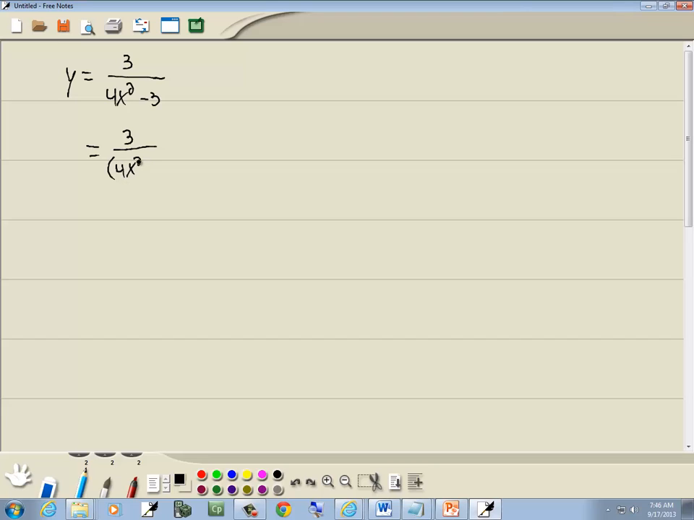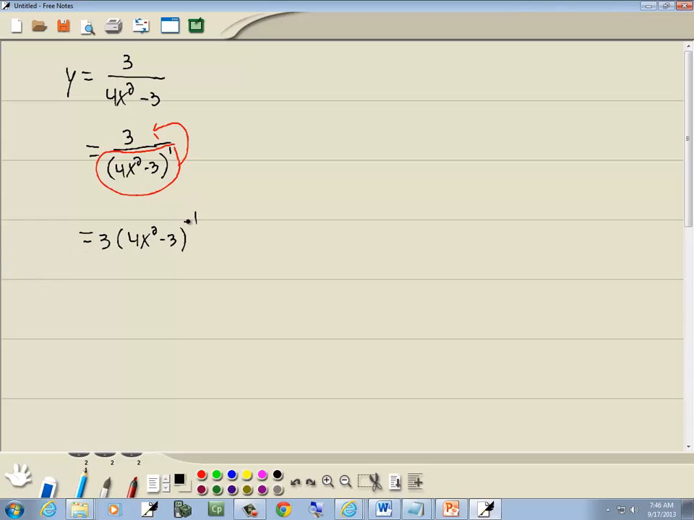So we've got 4x squared minus 3. I could write that as the first power. Now we can take this entire parentheses to a power and move it up to the top part. And that becomes 3 times 4x squared minus 3 to the negative 1. Remember, when you take anything opposite to where it's at in a fraction, the sign of the exponent changes. So it goes from a positive 1 to a negative 1.